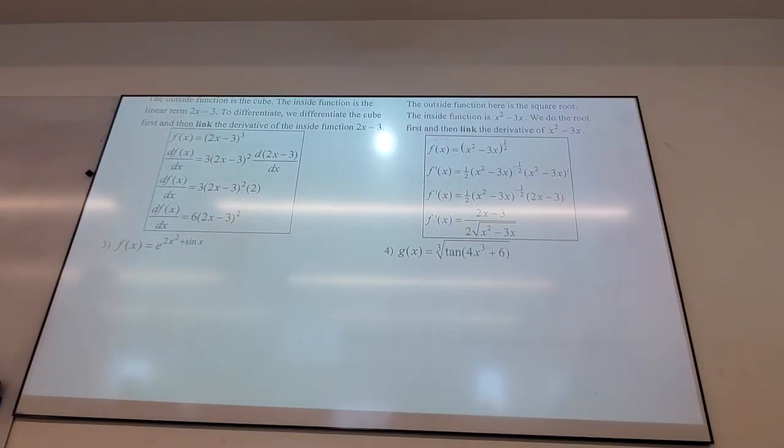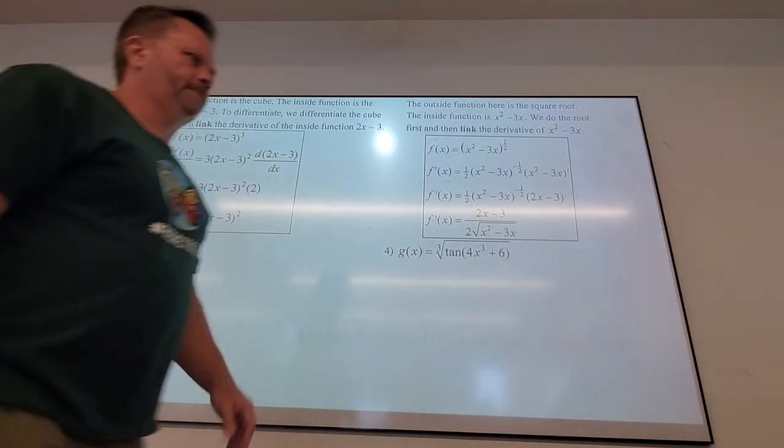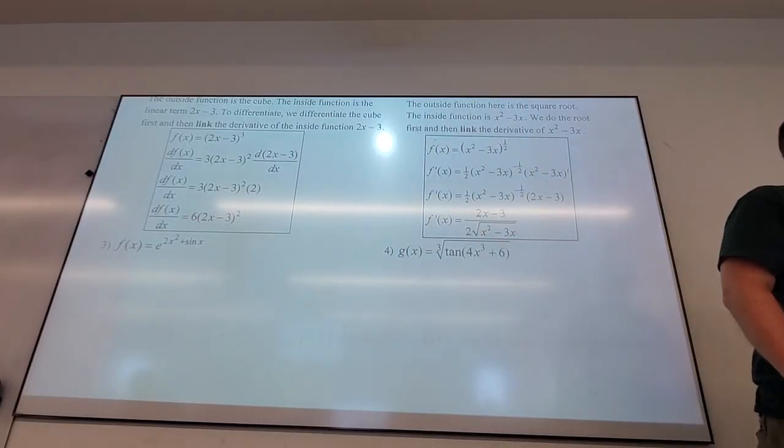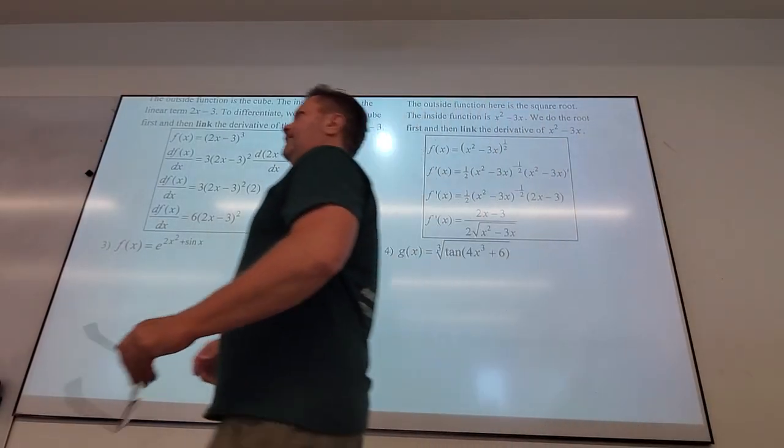Do you want easier examples to ease into it? No. It's not beneficial. I could have made the base 4.